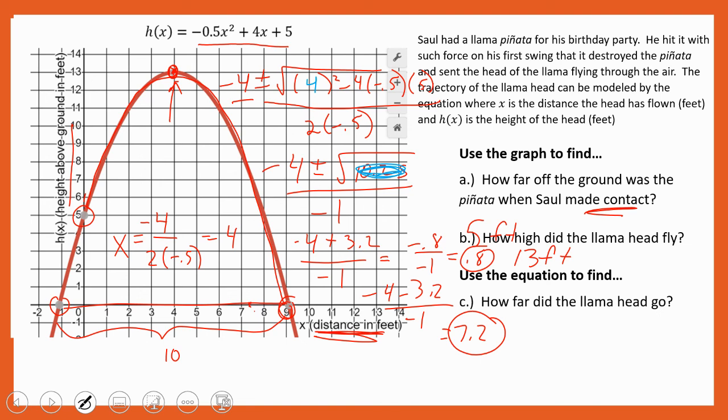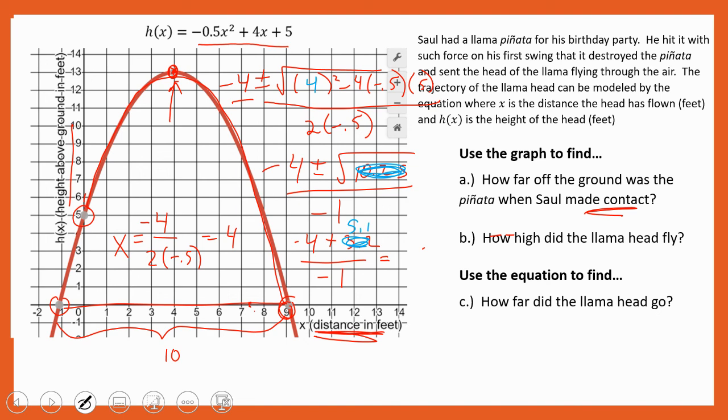So b squared minus 4 times a times c, that square root is actually 5.1. So this should have been 5.1. So let's erase some of this work. Clean this up. Now I can check my two answers.